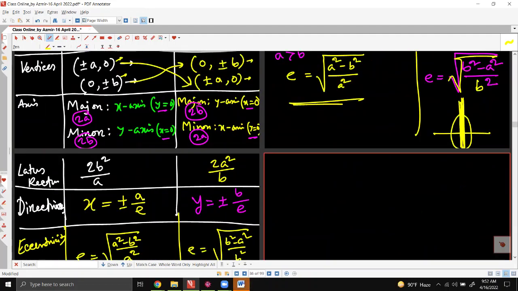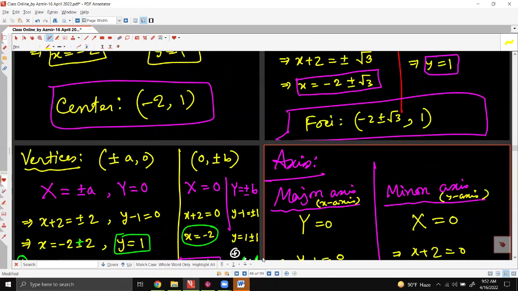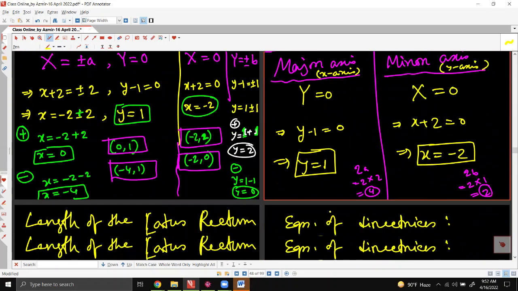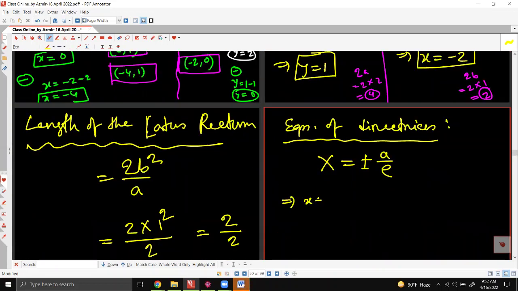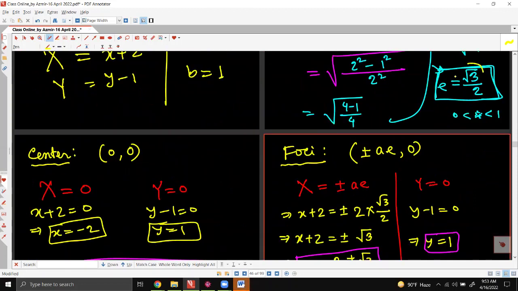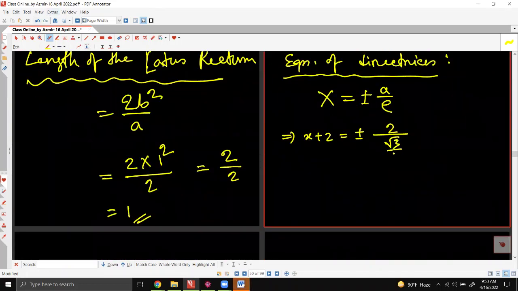X equals plus minus a divided by e. For our case, we have to consider capital X. So capital X is small x plus 2. Small x plus 2 equals plus minus a. A is 2. And e, we have found e is square root of 3 over 2. So square root of 3 over 2.